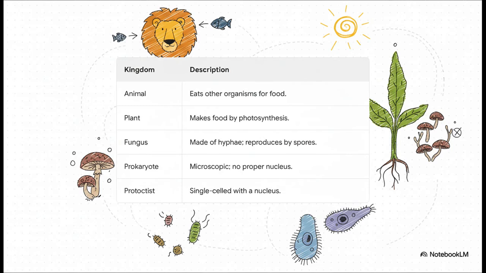From there, we zoom out to see these 5 massive sections of the library, the kingdoms of life. You've got the animals, right? We eat stuff. Then the plants. They're the chefs making their own food from sunlight. You have fungi, like mushrooms, that absorb their food. And then you get to the microscopic worlds, the protoctists, which are complex, single-celled organisms that have a nucleus, and the prokaryotes, like bacteria, which are even simpler, no nucleus at all. This is like the first really big picture way of sorting everything alive.